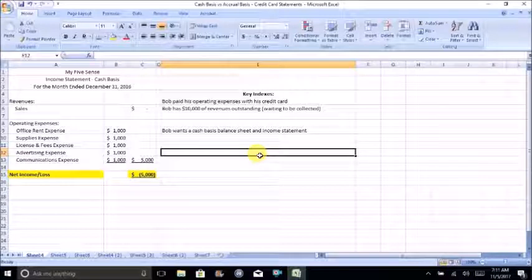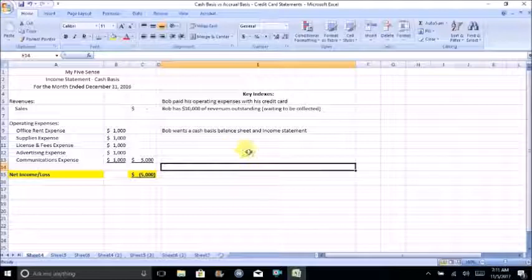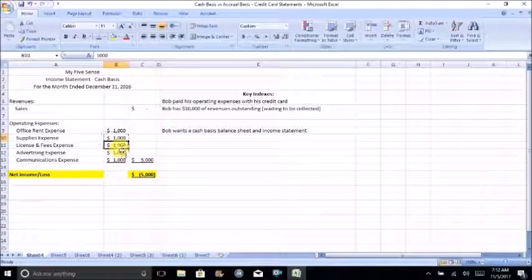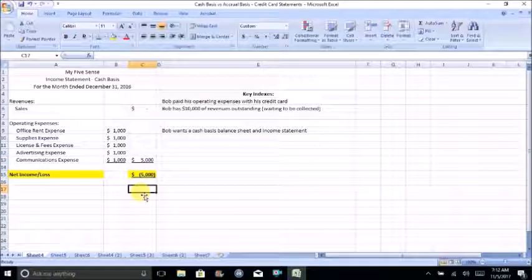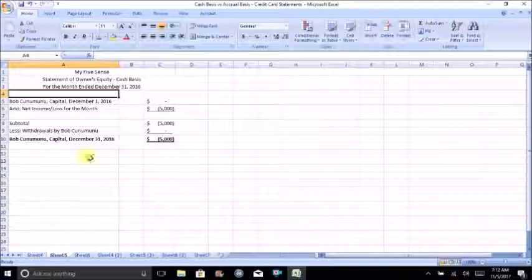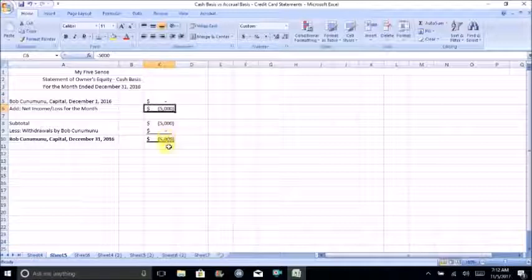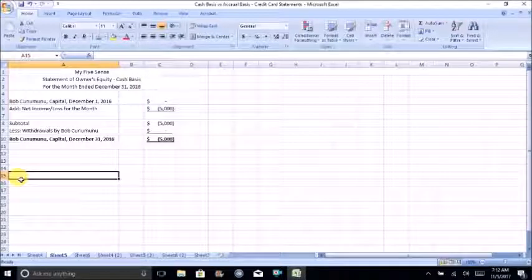Okay, let's see. As I said before, he paid $5,000 in operating expenses with his credit card, as we see here. We enter those on the income statement. That gives him a net loss of $5,000. We move on to the statement of owner's equity, cash basis. It's pretty straightforward. Negative $5,000 is going to go in his equity section.